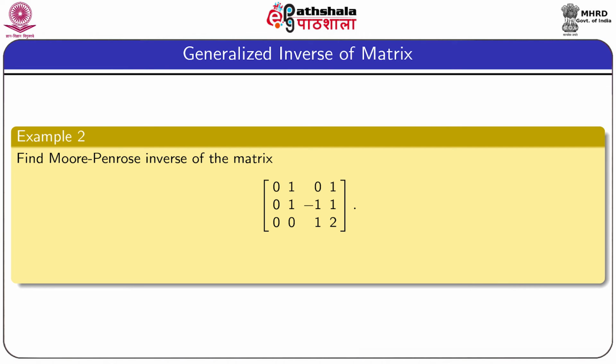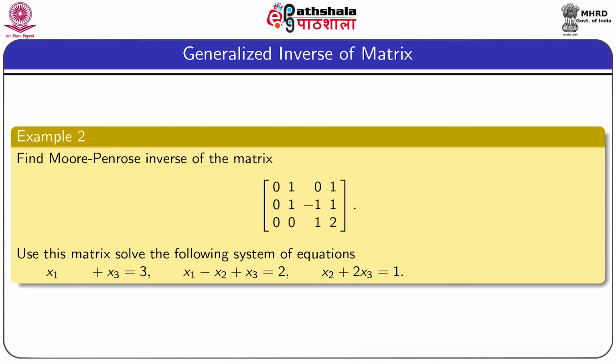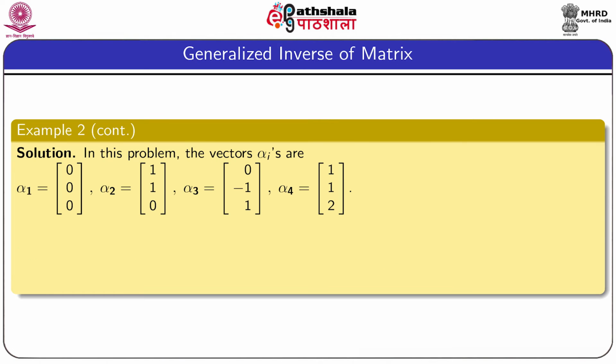Now we consider another matrix to find the Moore-Penrose inverse, and note that this matrix contains a null column vector, that means the first column is a null column vector, and use this matrix to solve the following system of equations. Here alpha 1 equal to 0 0 0, that means a null column vector, alpha 2 is 1 1 0, alpha 3 is 0 minus 1 1, and the last column vector is 1 1 2.